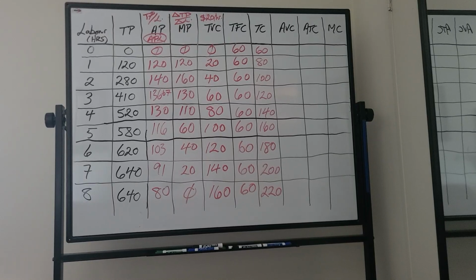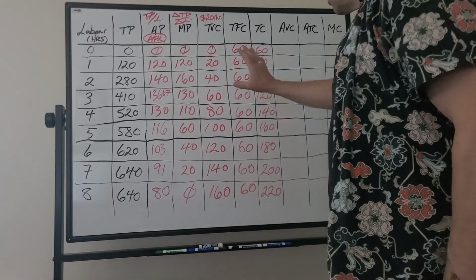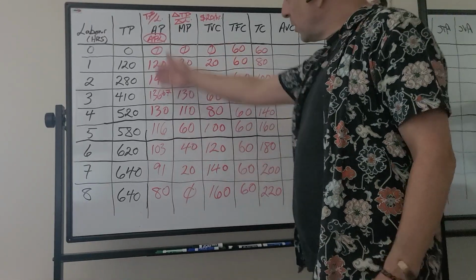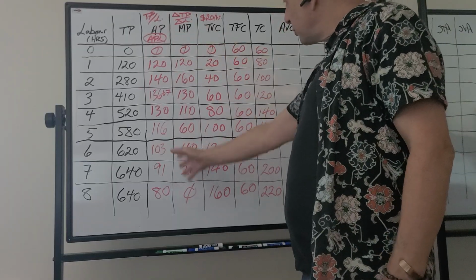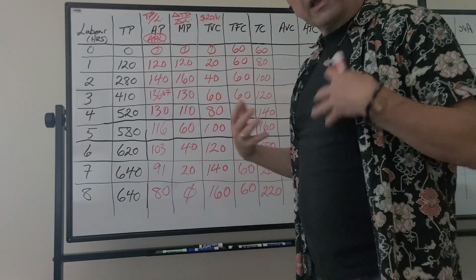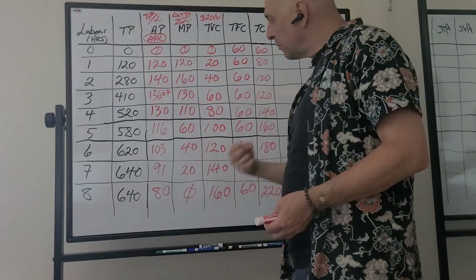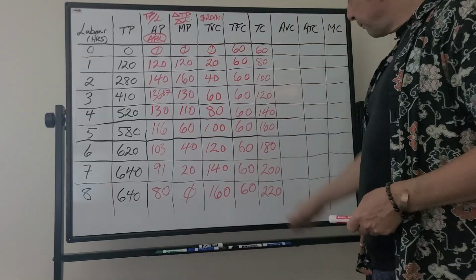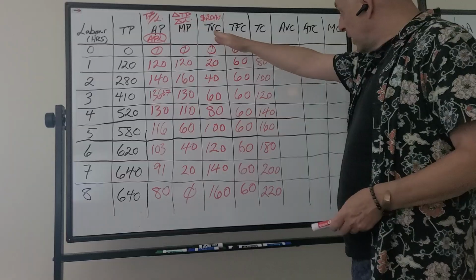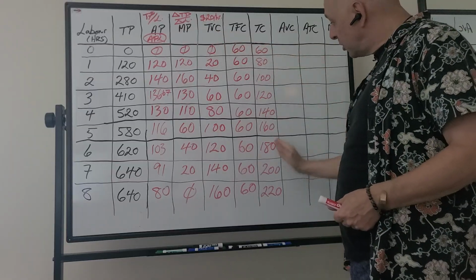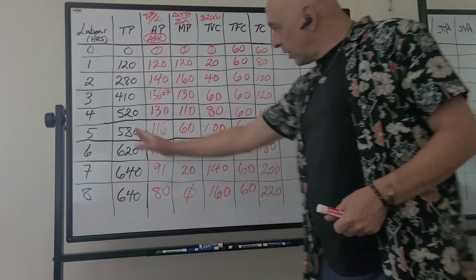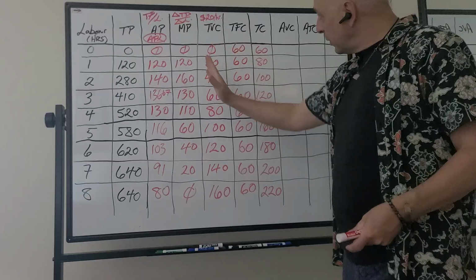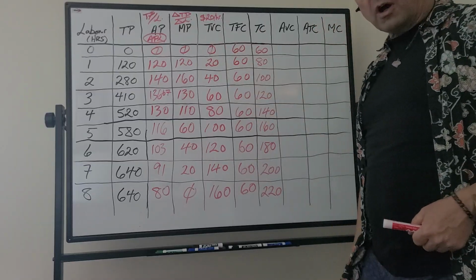Okay, so let's finish it off here. So we have our total product, our average product and our marginal product, looking at those in terms of how many items. Now we've done our total cost. We have the total cost of production here broken down into variable and fixed costs.